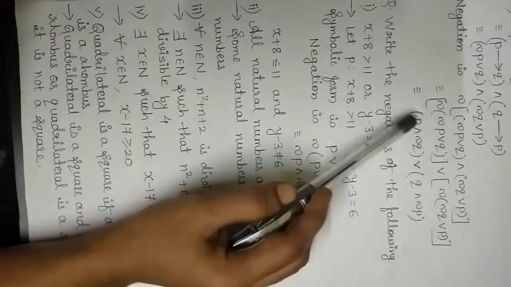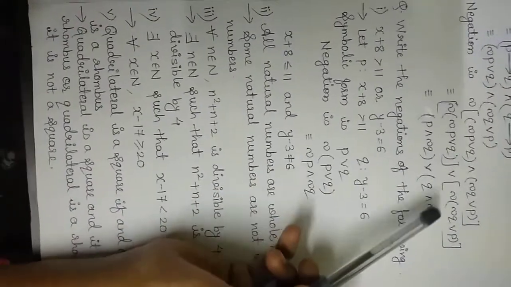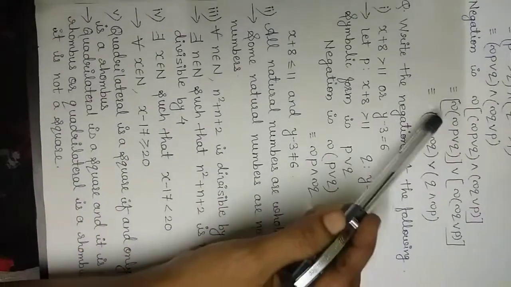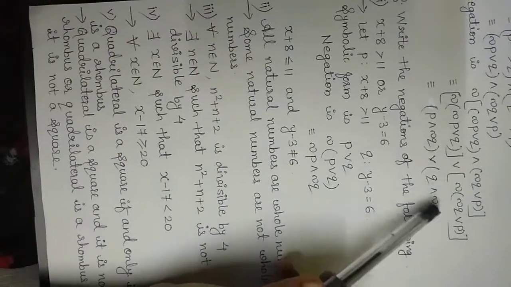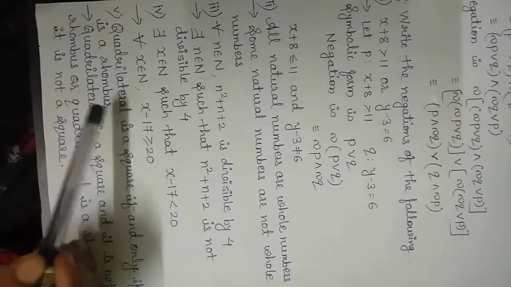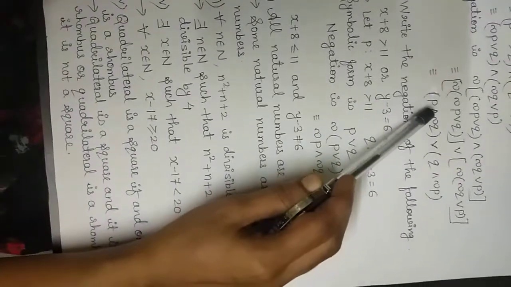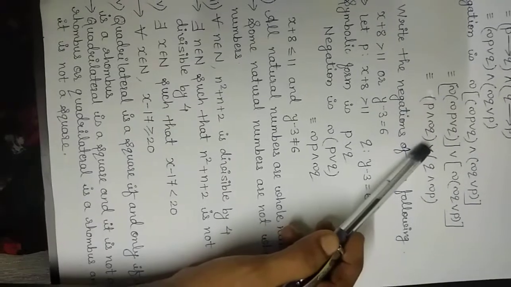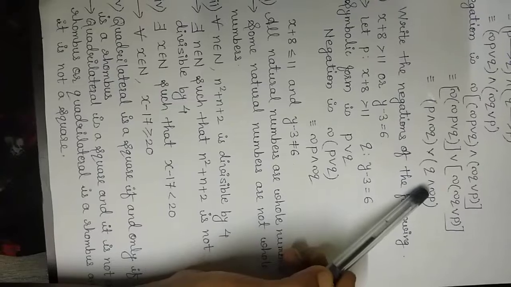We get this after getting the negation. So from this we can write the negation for the given statement. Instead of P, substituting this statement, and instead of Q, substituting the statement of rhombus, the answer will be: quadrilateral is a square and it is not a rhombus, or quadrilateral is a rhombus and it is not a square.